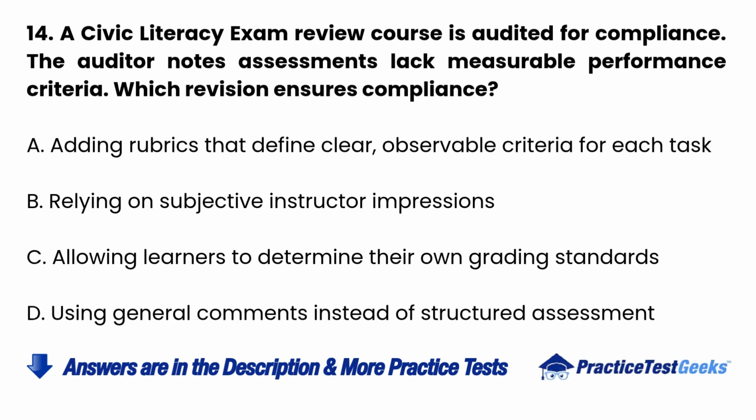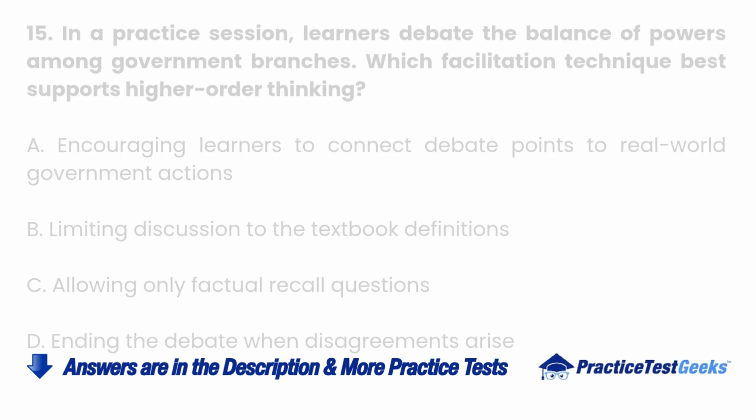14. A civic literacy exam review course is audited for compliance. The auditor notes assessments lack measurable performance criteria. Which revision ensures compliance? A. Adding rubrics that define clear, observable criteria for each task. B. Relying on subjective instructor impressions. C. Allowing learners to determine their own grading standards. D. Using general comments instead of structured assessment.